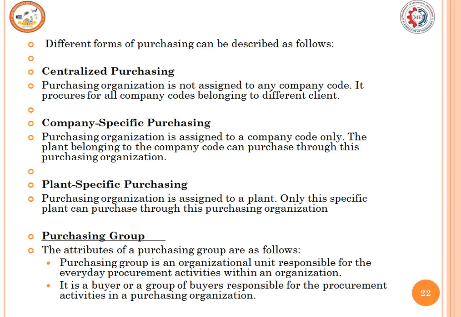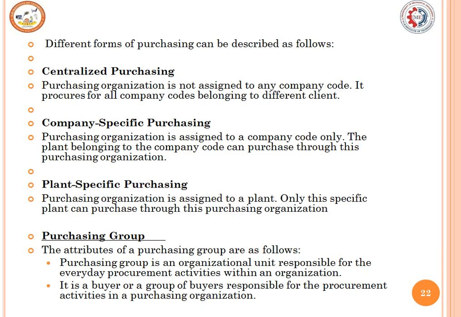Further, there are different forms of purchasing: centralized purchasing, company specific purchasing, plant specific purchasing, and the purchasing group. Centralized purchasing means that in the organization, the company codes belonging to different clients are added, and centralized purchasing is done based on the inventory management frame. If it is company specific, the company code will be added, based on batch-wise production of the product.